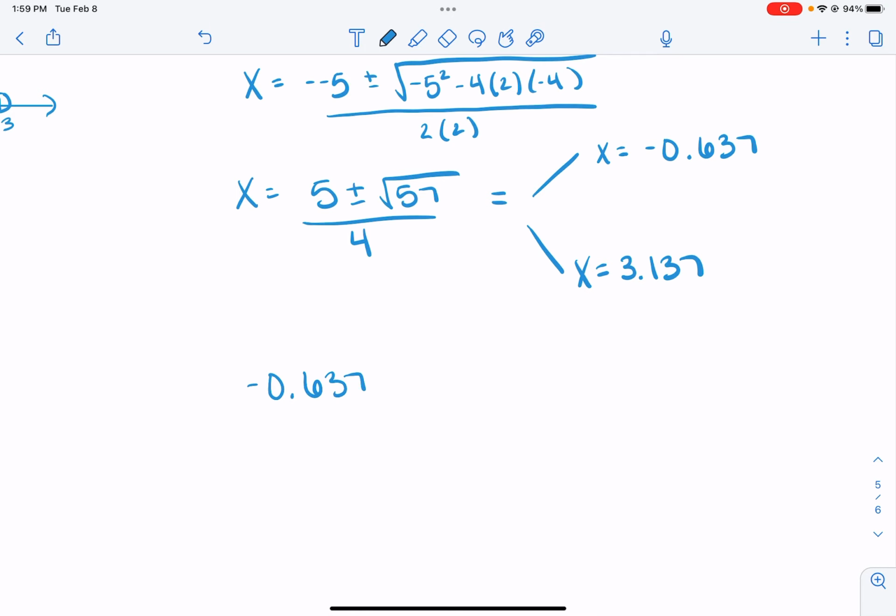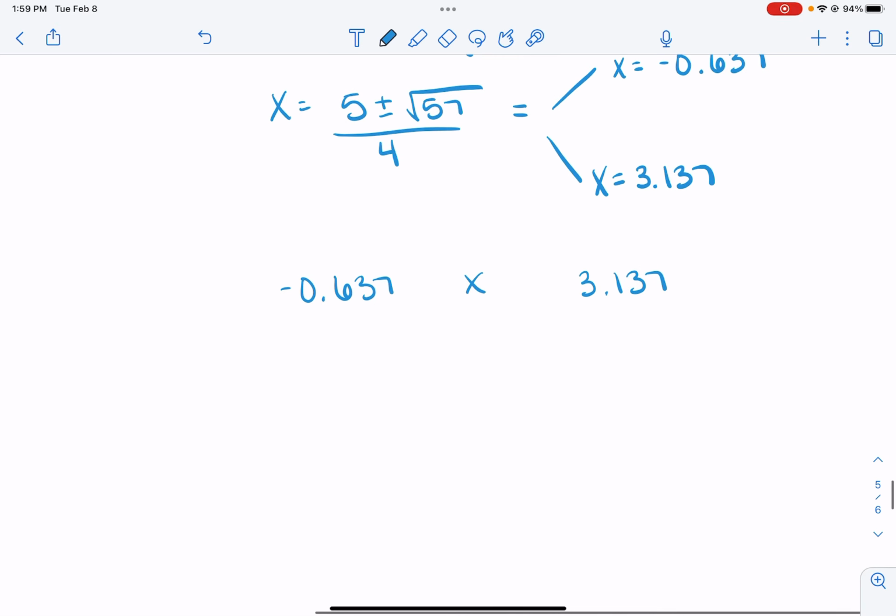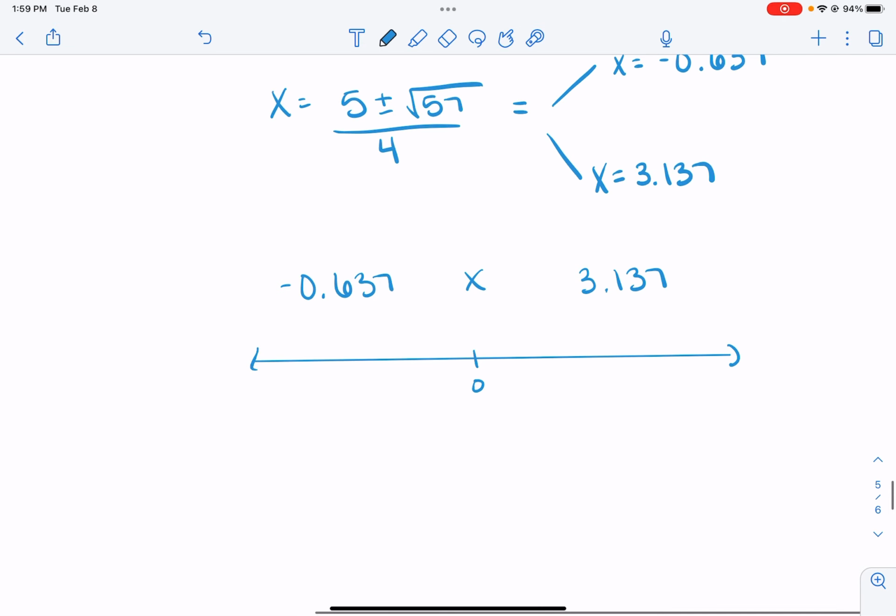Okay. So it's going to look something like this, negative 0.637 with an inequality and 3.137. Okay. We need our correct inequalities here. We know it's going to have the equal to sign, but we need to test with our shading. Okay. So when I make a number line, let's think about a number line. 0. Got a closed dot like right in here, and a closed dot like right in here.